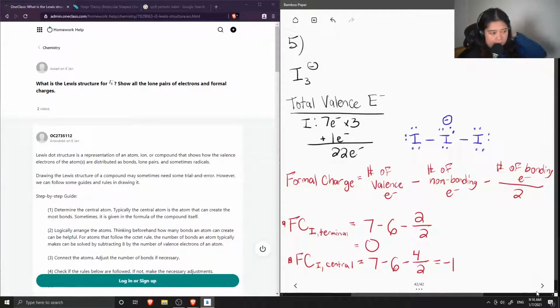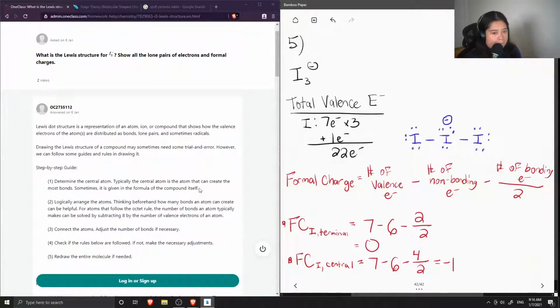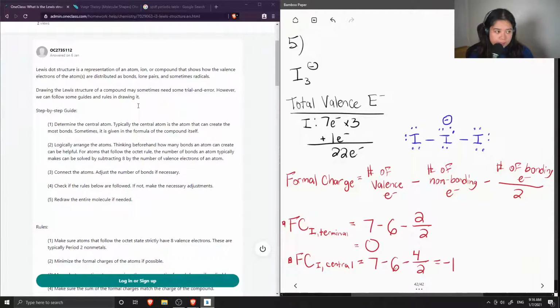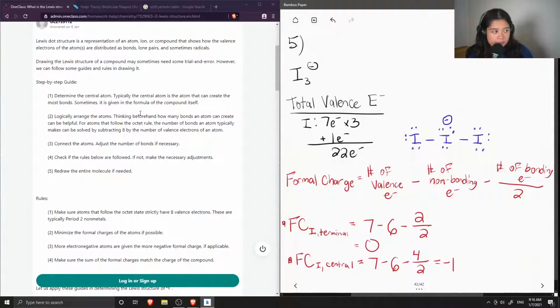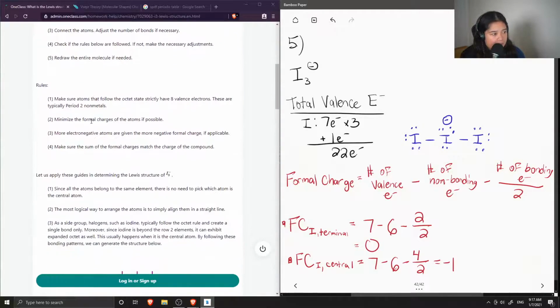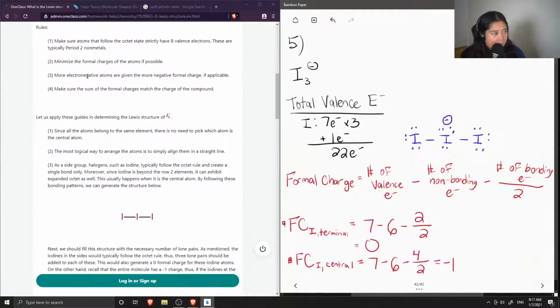Okay, so let's see what the junior tutor said. The Lewis dot structure is a representation of an atom, ion, or compound that shows how the valence electrons of the atoms are distributed as bonds, lone pairs, and sometimes radicals. Drawing the Lewis structure of a compound may sometimes need some trial and error. However, we can follow some guides and rules in drawing it. So step by step: determine the central atom, logically arrange the atoms, connect, make necessary adjustments.